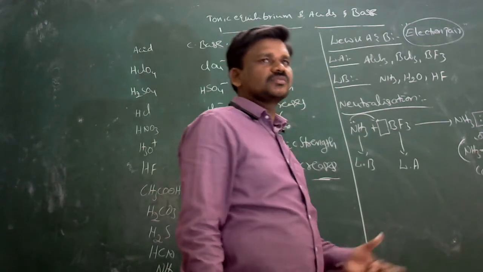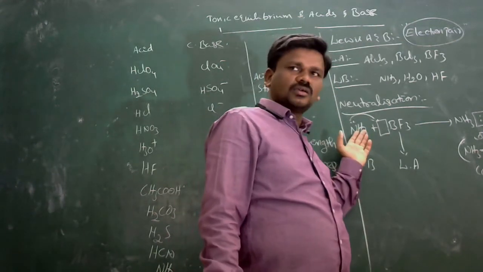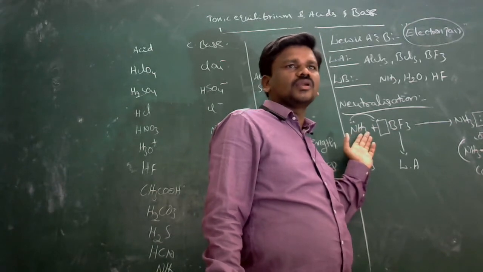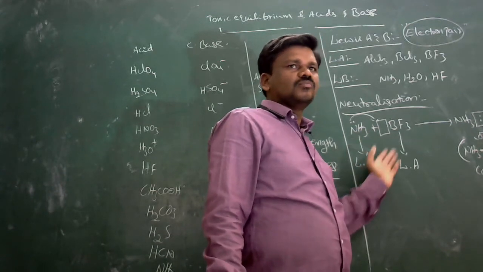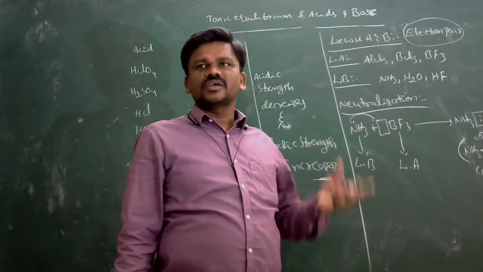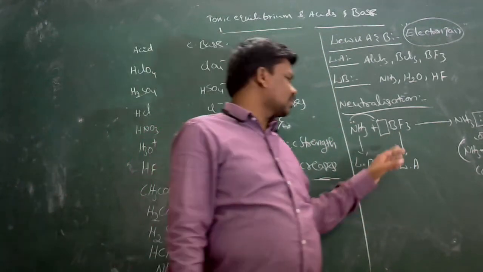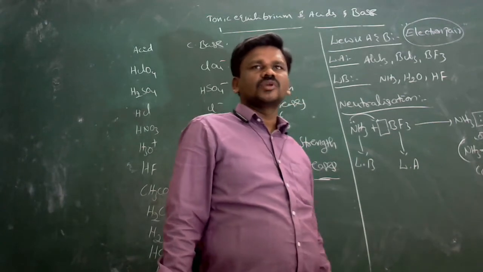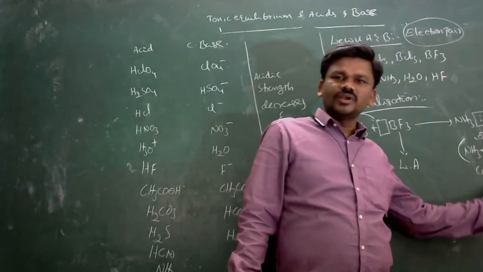In this process, ammonia acts as an electron pair donor, so it acts as a Lewis base. Boron trifluoride has a vacant orbital and accepts the electron pair, so it acts as a Lewis acid. And finally, a coordinate covalent bond is formed.